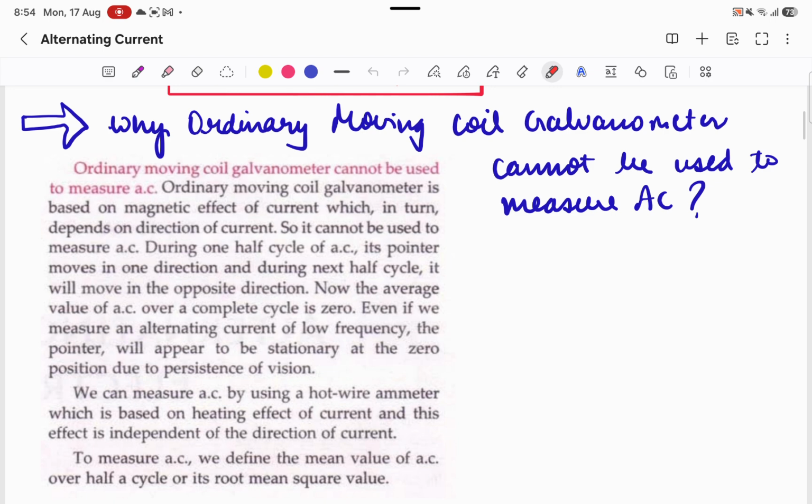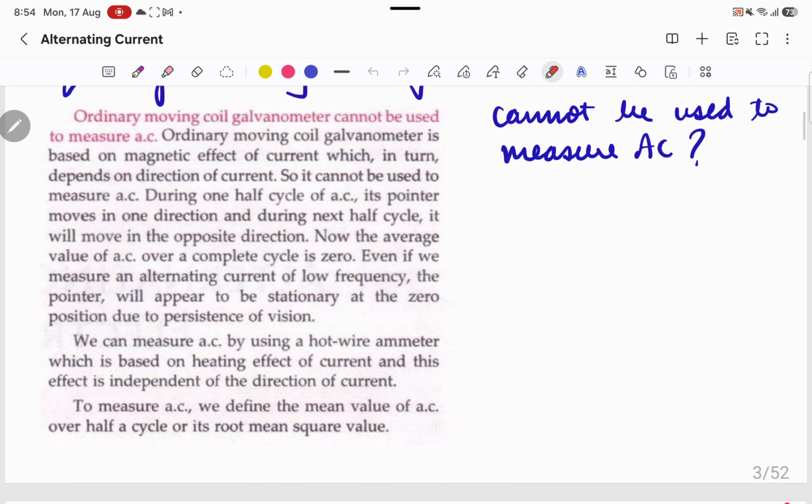Now, why ordinary moving coil galvanometer cannot be used to measure alternating current? This is a very theory portion, that ordinary moving coil galvanometer is based on magnetic effects of current, which in turn depends upon the direction of current. This we already understood in the previous chapter. So when it is depending upon the direction of the current, so if current will be in the clockwise direction, then deflection will be in a different manner. If it is in the anti-clockwise direction, it will be in a different manner. So that's why it cannot be used to measure alternating current.